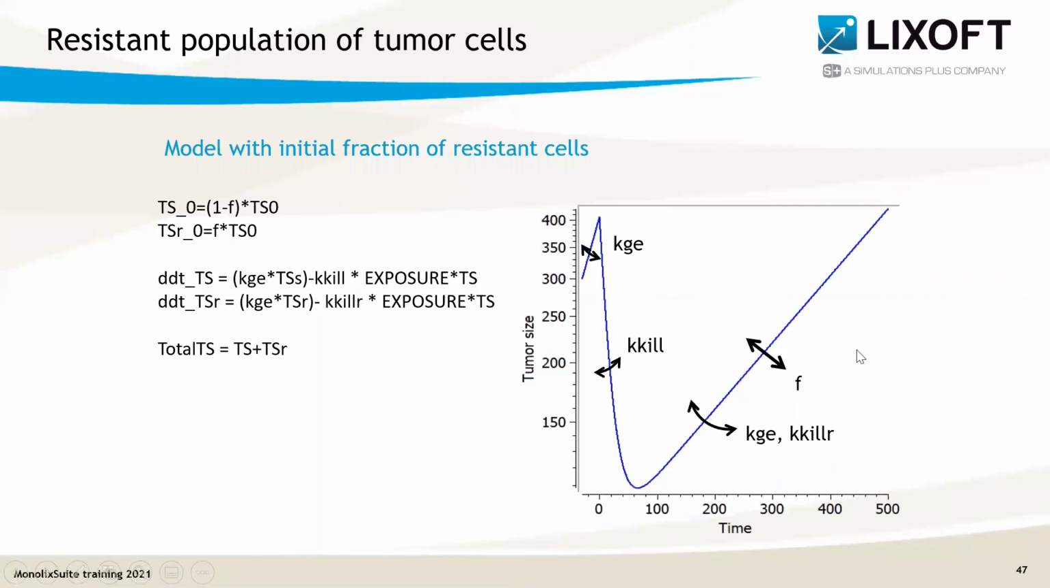So in the tumor growth inhibition library in MONOLIX, we have chosen a simple version of this model that is available with two subpopulations that have different growth rates. One is treatment sensitive and the other is treatment resistant. There is no transfer between the two, but the resistant population emerges from an initial fraction of cells that corresponds to the parameter F. And this model can also be combined with different growth functions and different treatment kinetics.